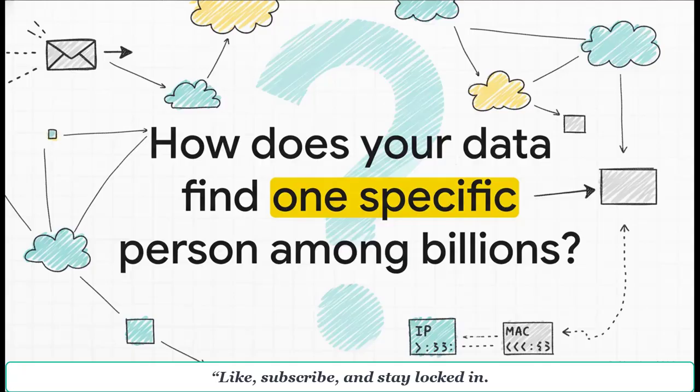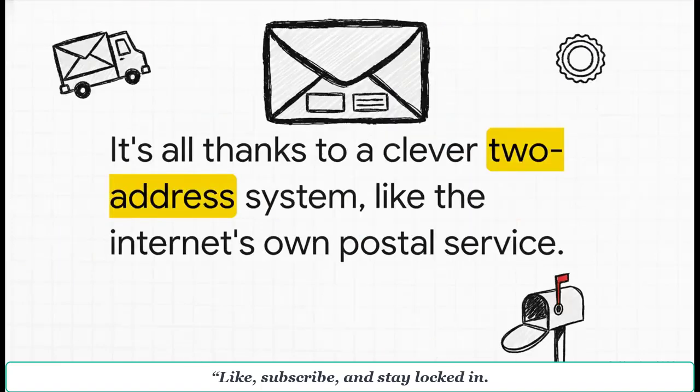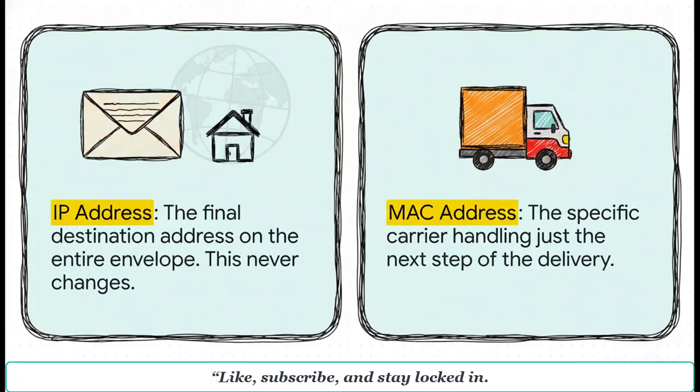It feels like absolute magic, but it's not. It's actually a really clever system. And the secret to that system? Well, it works a whole lot like the regular old postal service. You see, every piece of data you send actually has two different addresses slapped on it, and each one has a very specific job to do. Those two addresses are the IP address and the MAC address.